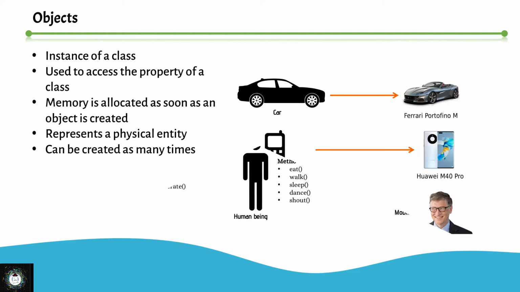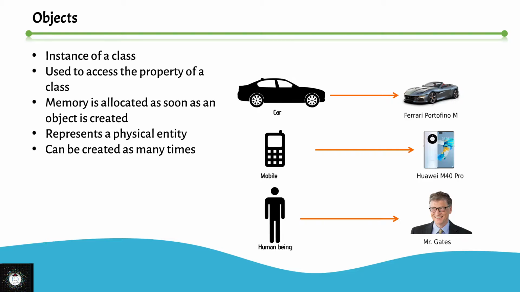Now here we come with another thing, that's objects. Objects are the instance of a class. You know what an instance is, right? It's an example. When you want to give an identity to a class, then you give that to objects. Like car, Ferrari, Portofino. When I'm saying car, I don't mean a particular car, but when I'm saying Ferrari Portofino, that is a particular car, right? So an object represents a physical entity, and it can be created as many times as needed.